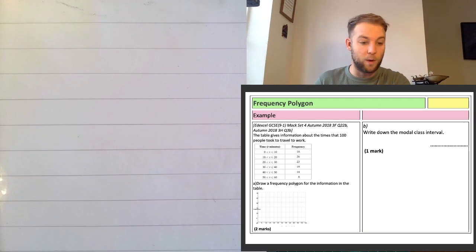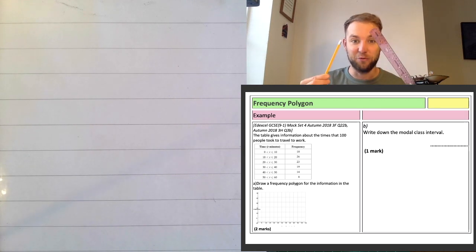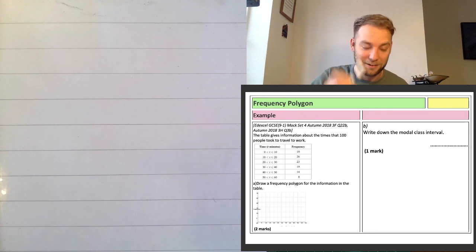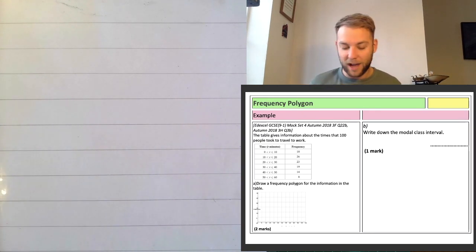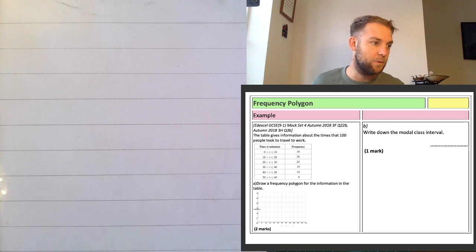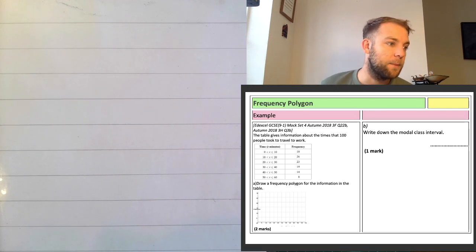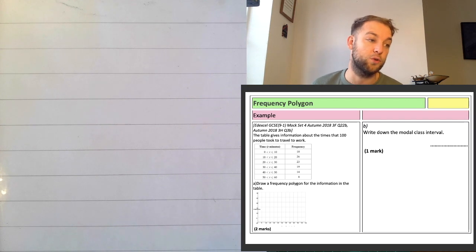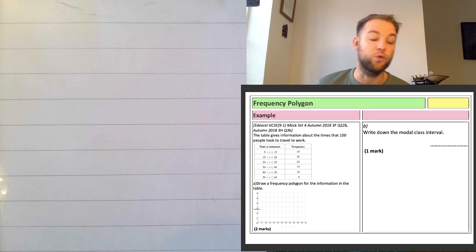Now I'm going to suggest that when you have a go at this and get this in your notes, you make sure you're using a pencil and a ruler, okay? As always, I'm going to be using a pen, but that's because I can rub it out, okay? So let's have a look at this first one here. It says here, the table gives you information about the times that 100 people took to travel to work. And we've got our frequency chart here. Draw a frequency polygon for the information in the table.